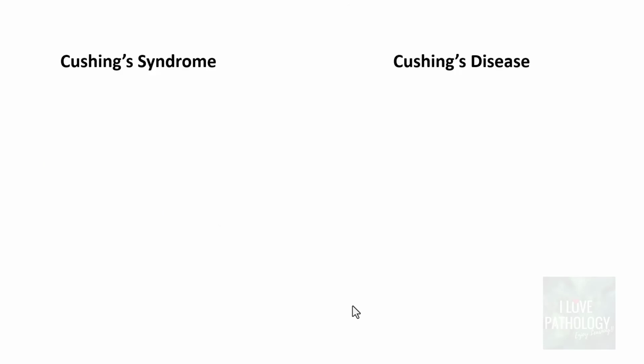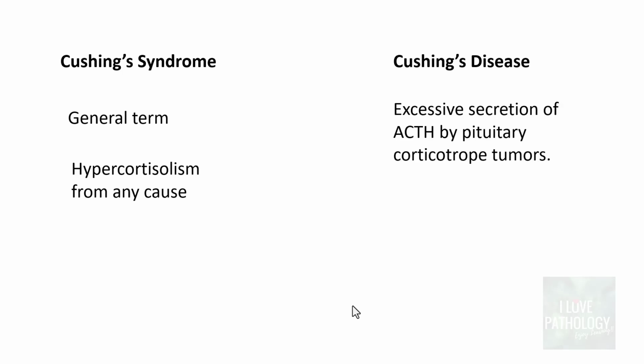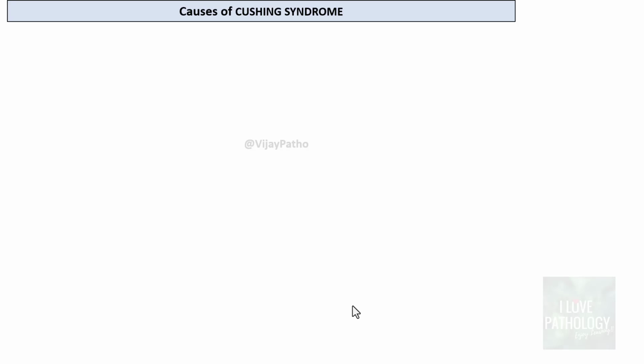So Cushing's syndrome versus Cushing's disease: Cushing's syndrome is a general terminology where it denotes hypercortisolism. It can be due to any cause, right? Whereas Cushing's disease is also hypercortisolism, but this is because of excessive secretion of ACTH, adrenocorticotropic hormone, by pituitary corticotrope tumors. Okay, and that leads to hypercortisolism, leading on to Cushing's syndrome. So, Cushing's disease is the name which has to be used only when you see hypercortisolism due to a pituitary cause.